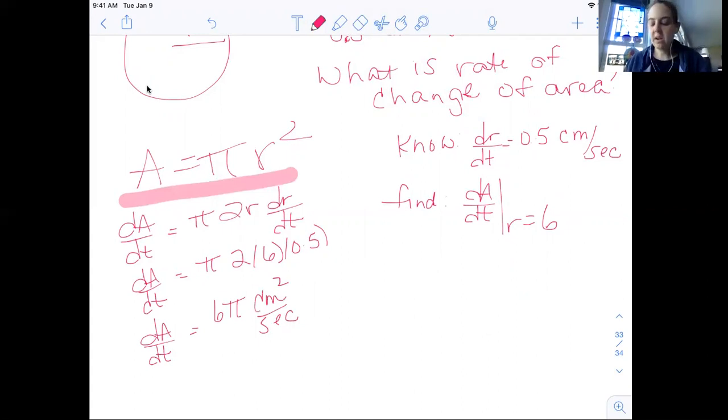Now, in my calculator, I could take the decimal equivalent. I know some of you are not comfortable leaving that pi in there and you much rather have the decimal equivalent. That's fine. So 6 pi, I've got 18.85. dA/dt is 18.85 centimeters squared per second. So again, I think there's some problems that look like that in Delta Math.